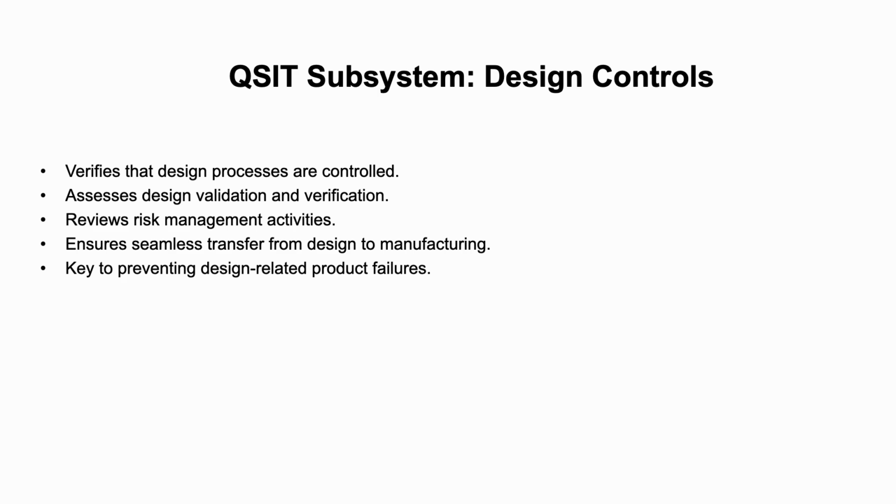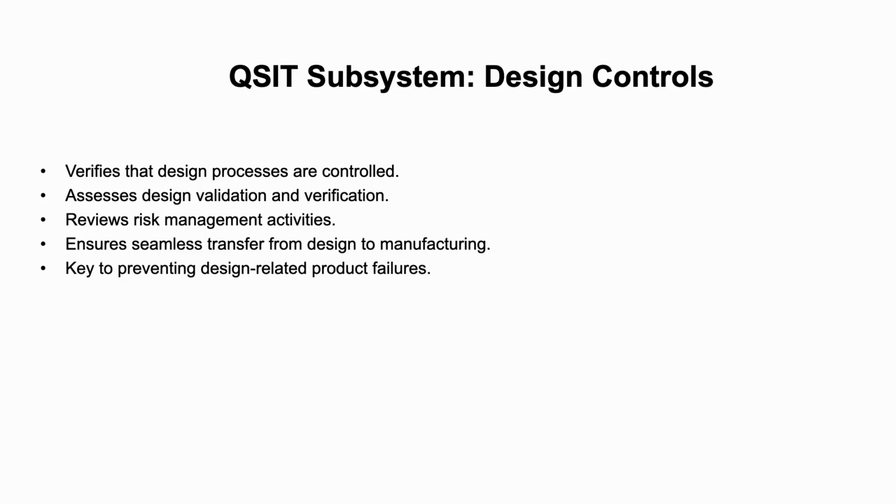The design controls subsystem is where the FDA evaluates how a medical device is conceptualized, developed, and prepared for production. The focus here is on ensuring that the design process is not just a creative exercise, but a controlled and documented one. Investigators will look for evidence that a device's design has been properly validated and verified against user needs and design specifications. They'll also scrutinize the risk management activities that occur during the design phase. This includes reviewing risk analysis documents to ensure that potential hazards were identified and mitigated. The design transfer process is also a critical component of this subsystem.